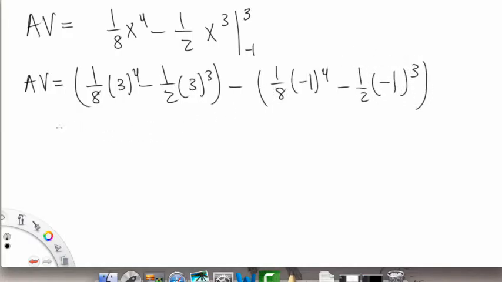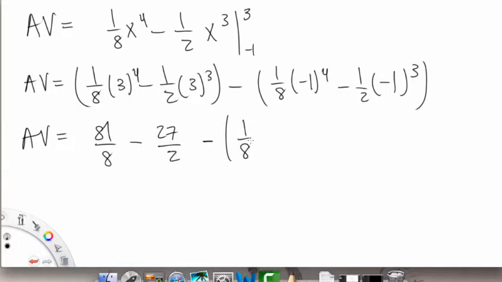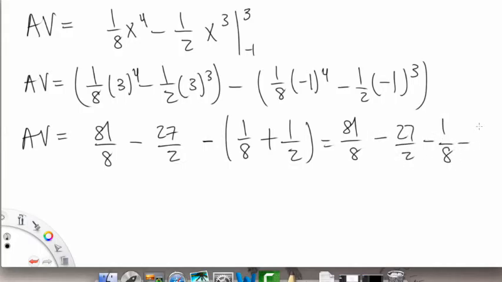When we evaluate all of this, 3⁴ is 81, so 81 over 8, and then minus 27 over 2. Then we're going to subtract a positive 1 over 8, and then we have a positive 1 over 2. So this is going to turn into 81 over 8 minus 27 over 2, and I'm just going to distribute the negative on this step here, so minus and minus.